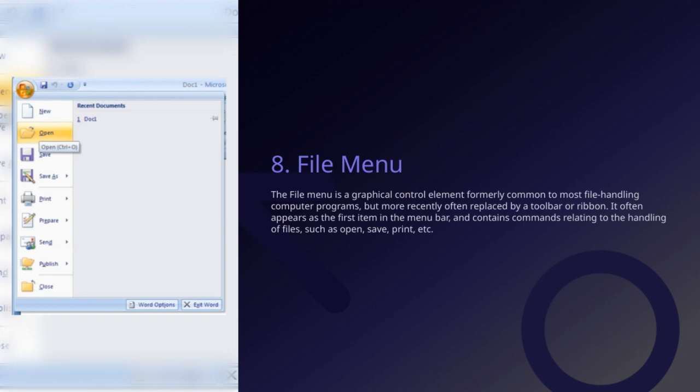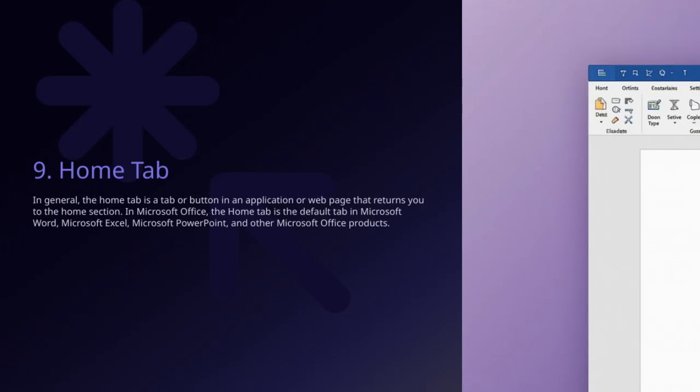Let's talk about the Home tab. In general, this is the button or tab you click to return to the main or starting section of an application or web page. It's like your go-to spot for the most common tools and commands. Now, in Microsoft Office programs such as Word, Excel, and PowerPoint, the Home tab is actually the default tab that opens up when you start the program.